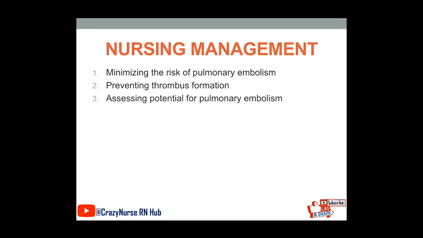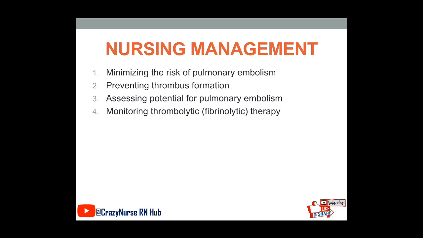Next, we have assessing potential for pulmonary embolism. All patients are evaluated for risk factors for thrombus formation and pulmonary embolism. The nurse conducts a careful assessment of the patient's health history, family history, and medication record. On a daily basis, the patient is asked about pain or discomfort in the extremities. In addition, the extremities are evaluated for warmth, redness, and inflammation.